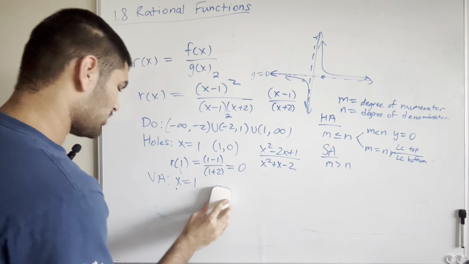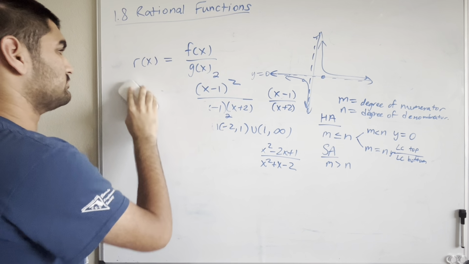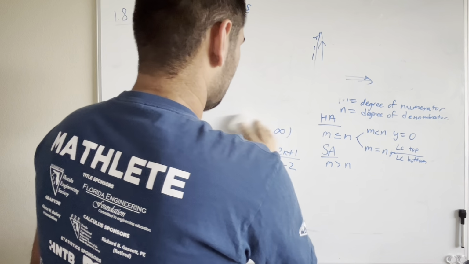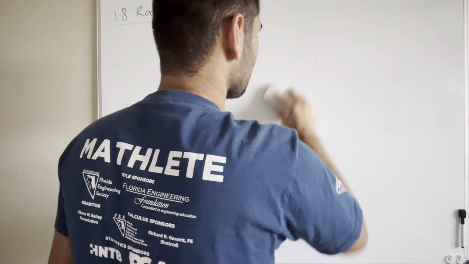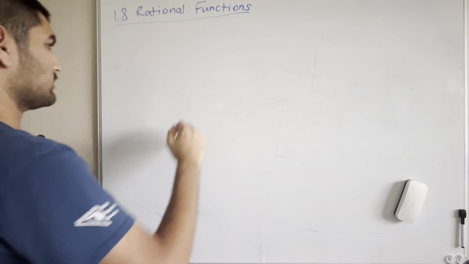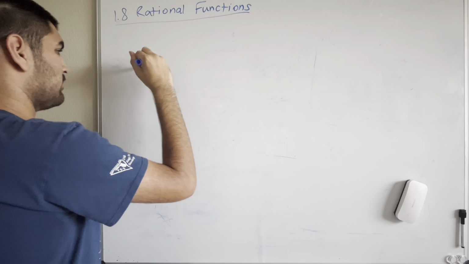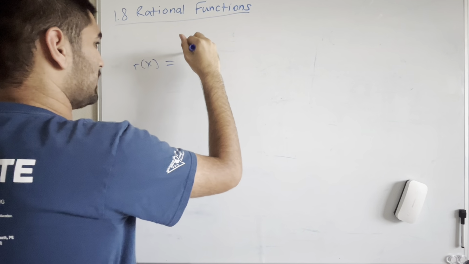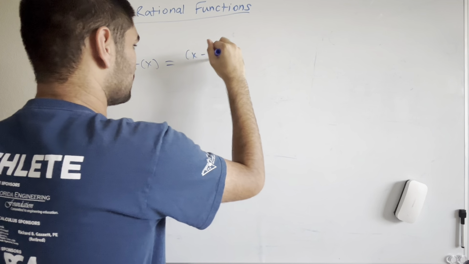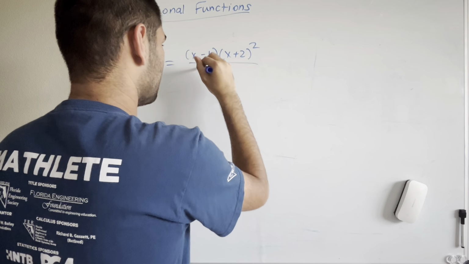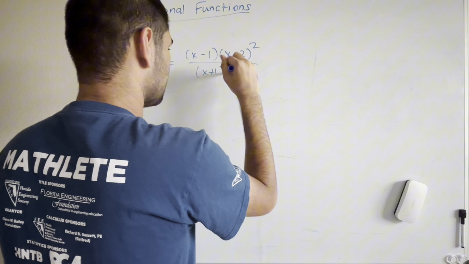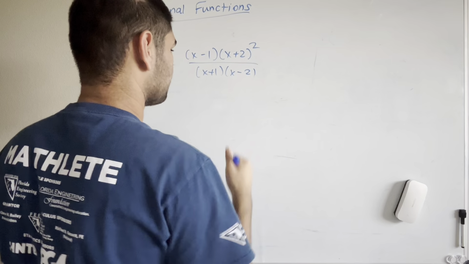All right, now let's do another example in which case we do have a slant asymptote. All right, so let's say we have some rational function r of x, and it's equal to x minus 1 times x plus 2 squared over x plus 1 times x minus 2.